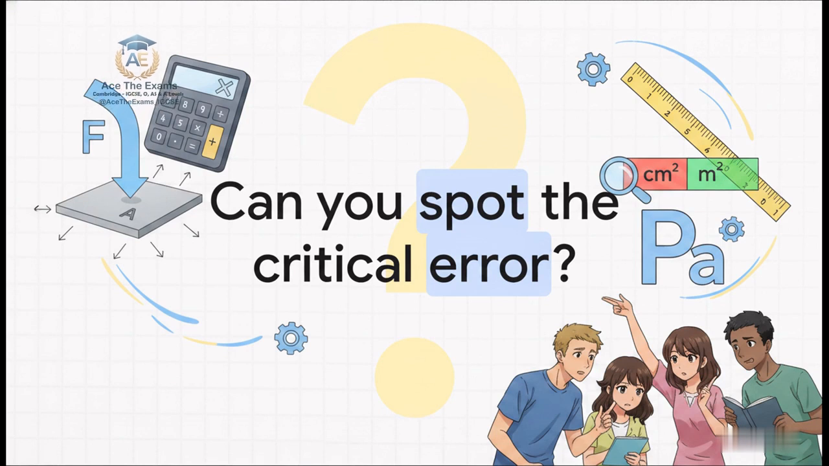So here's a quick interactive challenge for you. We need to calculate pressure. The standard formula is pressure equals force over area. We are given a force of 200 newtons and an area of 50 square centimeters. Stop right there. Spot the critical calculation error before it even happens.